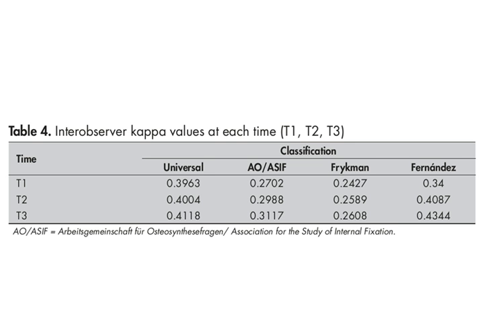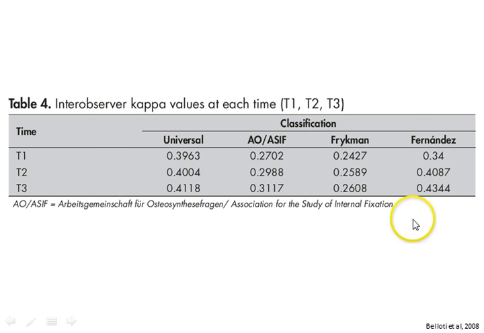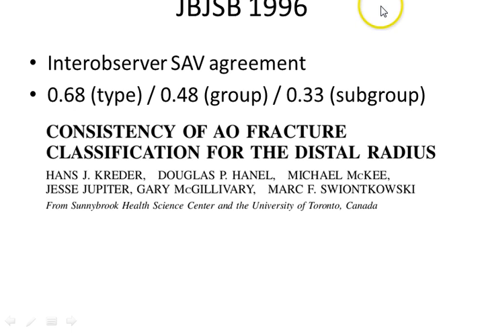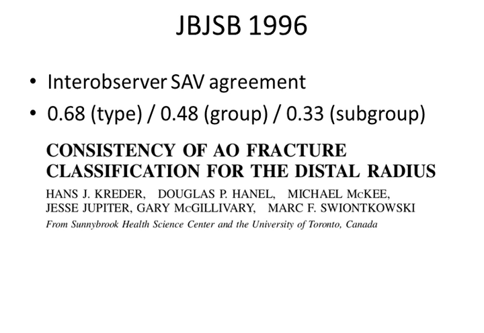Another study did this, and this is not Jesse Jupiter, this is another author. Again, quite low: Universal 0.4, AO 0.27, Friedman 0.24, Fernandez 0.234. The higher the number, the better the agreement. This is a Jesse Jupiter paper, able to get up to 0.68 for type. Type is only the letter, like only A, B, or C, so very high. Of course, anyone can see whether it's extra-articular, partial, or intra-articular. But when it comes to group, it's 0.48 and 0.33. So even here, there is not much agreement.